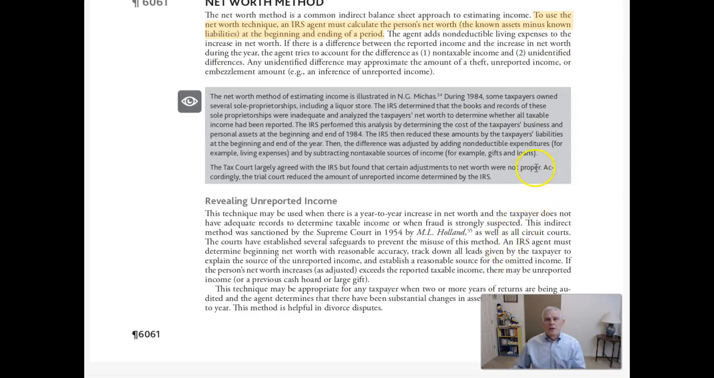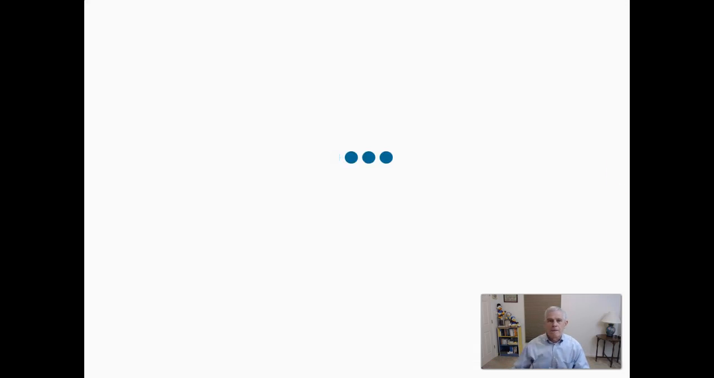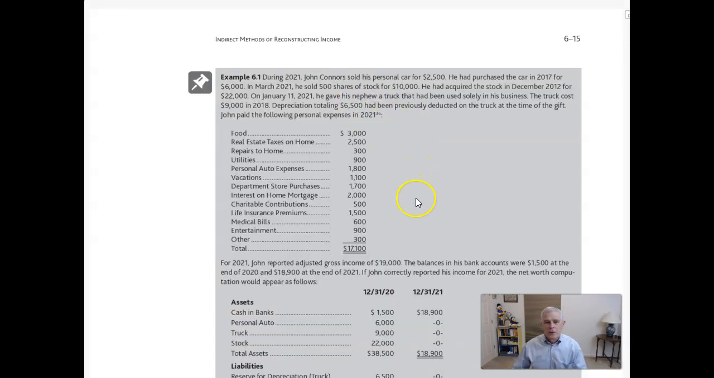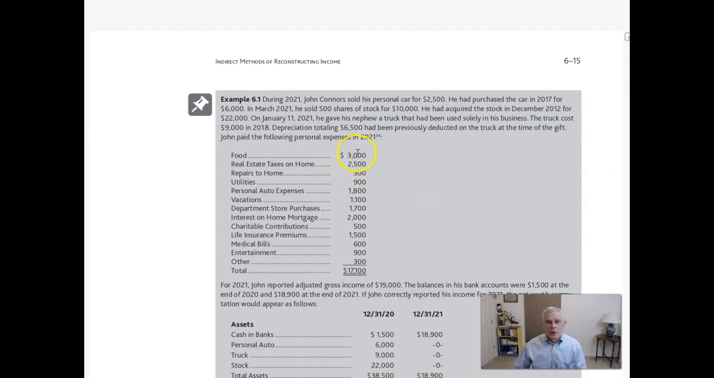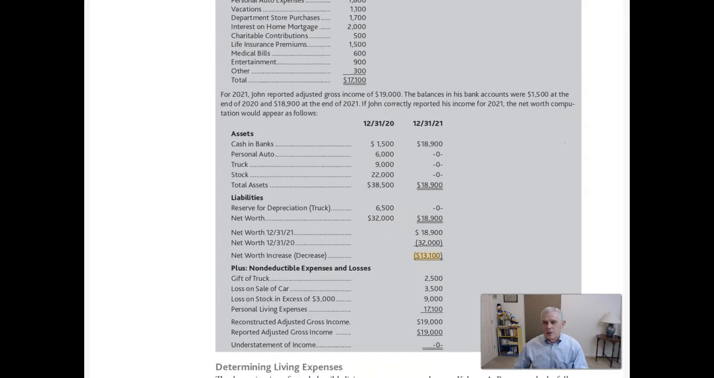The net worth method, this is to see how the person's net worth changed from the beginning of the year to the end of the year. And then to see if there was enough income to support that. Again, you're looking for unreported income. Okay, so this is an example here. First, we look at the living expenses. So food, real estate taxes, repairs, utilities, so forth. Personal living expenses, $17,100.